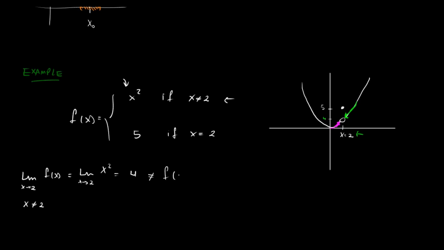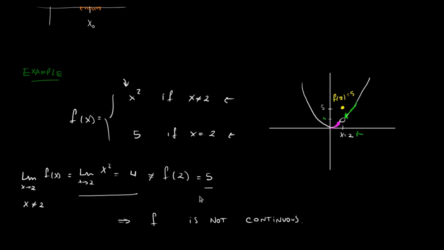But 4 is actually different to f in 2 because we have here that if x is equal to 2, f is 5. And that is, this point right here is f in 2 equal to 5. So again, this is another example where the limit of our function exists, is equal to 4, but the function in x0, which would be 2, has another value, and that value is 5. So then again, f, defined like this, is not continuous.